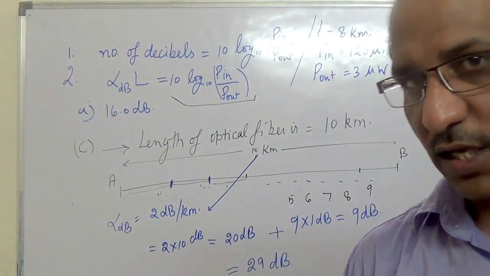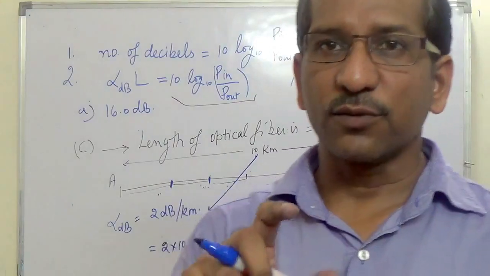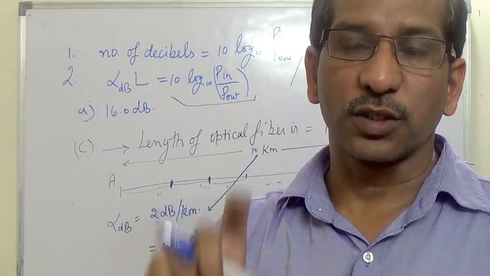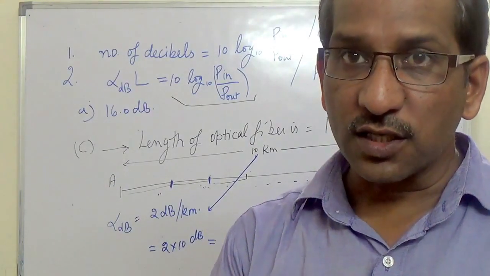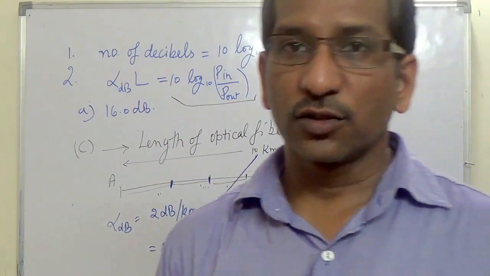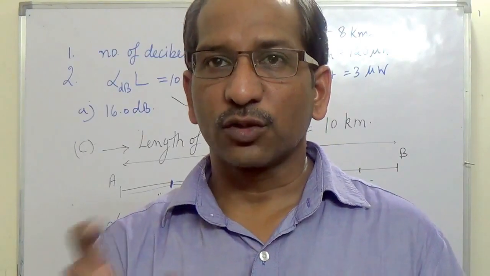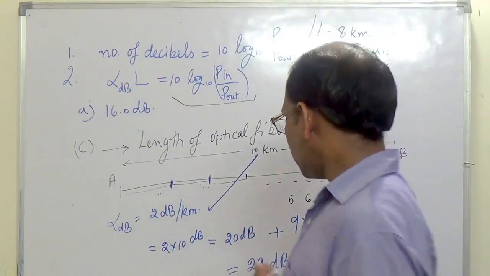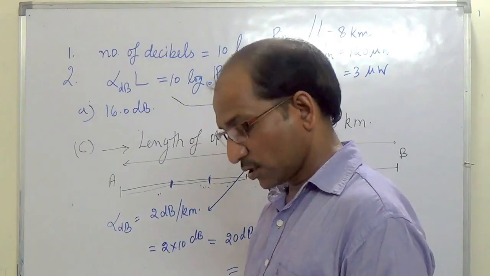This is the second phase of the C part, and the first phase is that we have to find out the overall loss because of the 10 kilometer, and that is 20. So this 9 is additional to this 20. So total will be 20 plus 9 decibel. So this is the point only in this part. So this is the answer. The overall loss is 29 decibels.